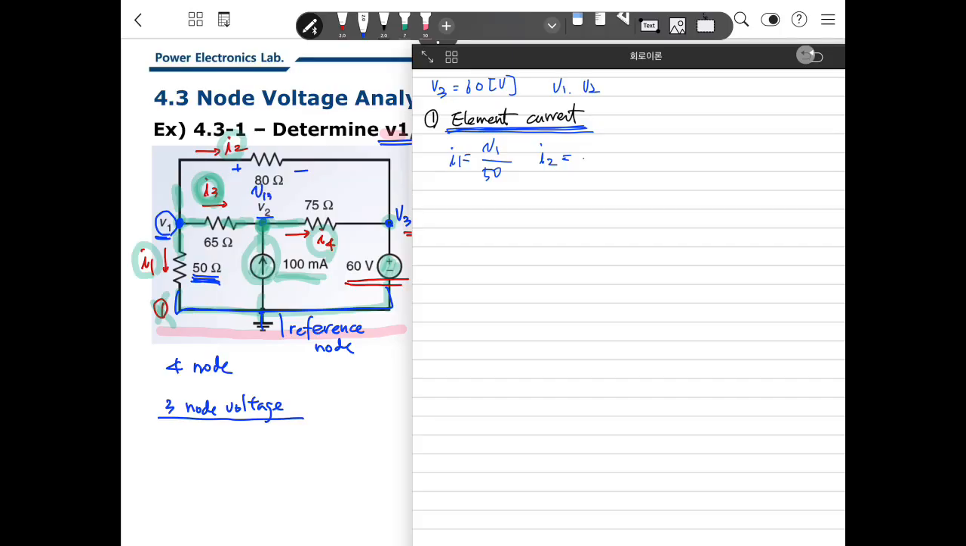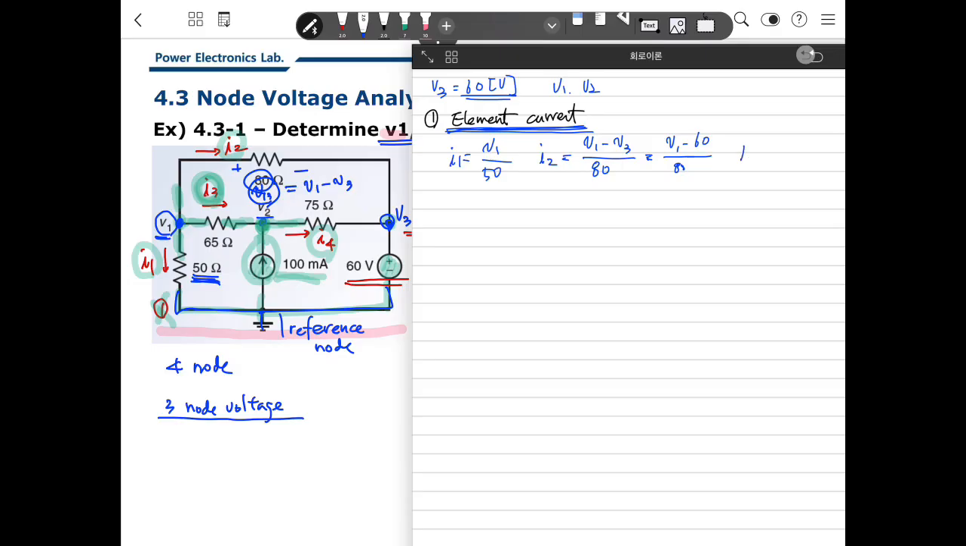This is V13. What is V13? This is V1 and this is V3. So that will be V1 minus V3. So I2 is V1 minus V3 divided by 80 ohm. And here V3 is already defined as 60. So that will be V1 minus 60 over 80.